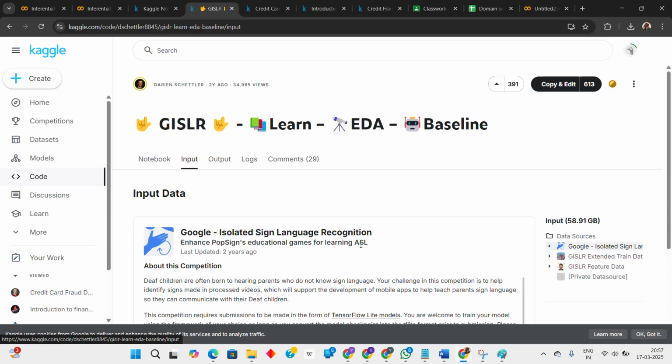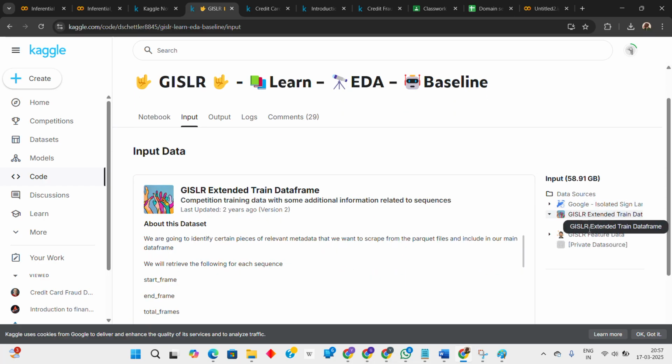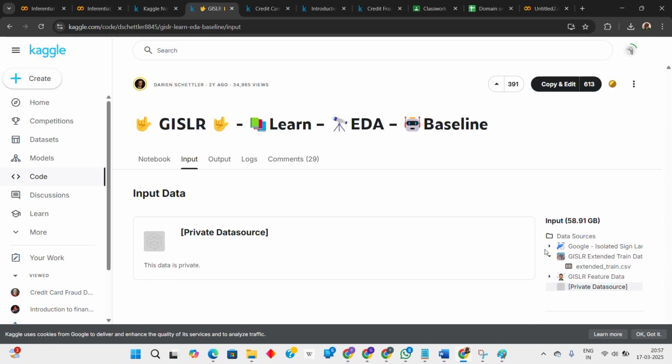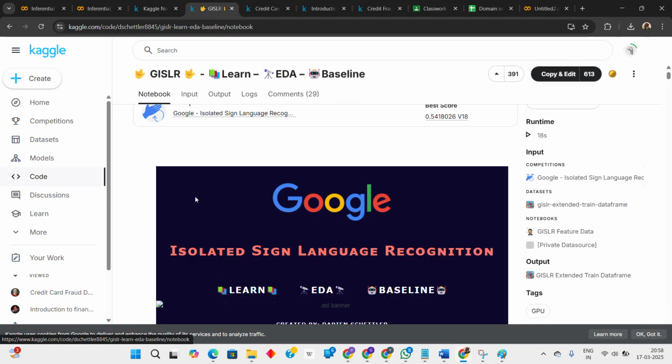If you want the data set, you can go to the input and you can see here. Sometimes I told, right? You will get the data set from here. Okay. So private data set. Sometimes the others don't want you to download the private data set. Sometimes they allow you to download some parts. Here you can see one data set is available, the ISLR data set.